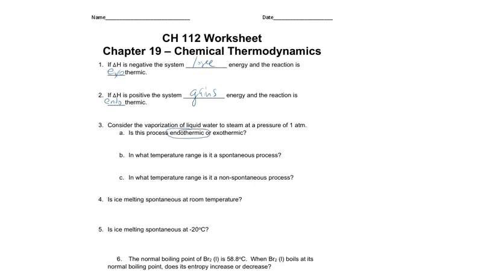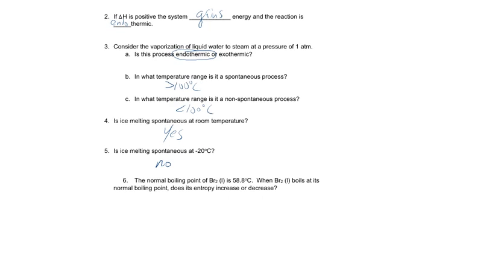In what temperature range is it spontaneous? So when does it happen? Well, the temperature has to be greater than its boiling point, right? 100 degrees C, and it's non-spontaneous at less than 100 degrees C. It doesn't do that. Is ice melting spontaneous at room temperature? Yes, right? Is it spontaneous at negative 20? No, it's too cold. It stays ice. The normal boiling point, I'm going to skip that one.